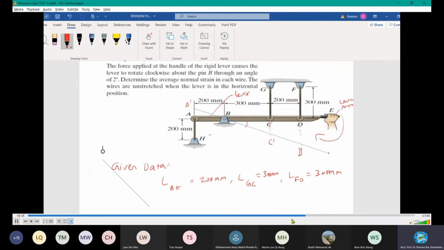What is the angle of rotation given? It is about B. How much is the rotation about B? 2 degrees, isn't it? Since the angle is given in degrees, you need to convert to equivalent values. You must know the equivalence between degrees and radians. If you convert, you can conveniently calculate it. Okay, 2 degrees, the angle of rotation is given. I am marking this one, and then we can solve for the answer.